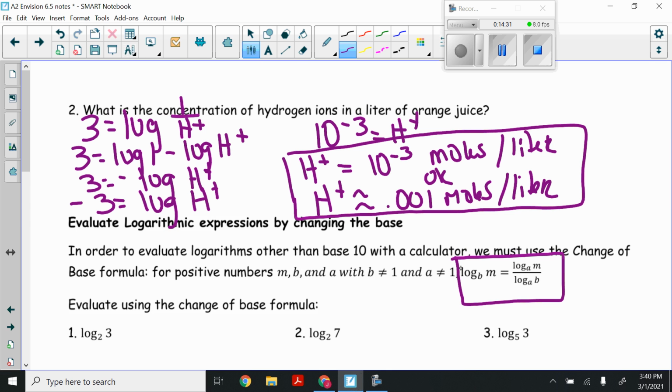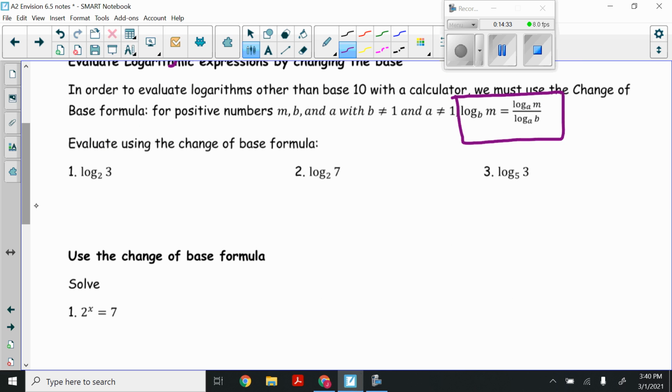So number 1, it just says evaluate using the change of base formula. Evaluate means we want a number for an answer. So I have log base 2 of 3. As it is, I cannot put that in my calculator. So if I use the change of base formula, I take the log of my number that they're asking me to take the log of, divided by the log of the base. Then I can type that in my calculator. So in my calculator, I'm going to type log 3, get an answer, divide that answer by the log of 2, and this is approximately 1.58.